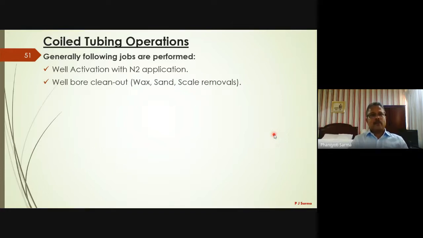Then, in the process of production, the well bore downhole is deposited with wax, and there is sand ingression in the well. There is scale deposition in the well bore. So all these are to be cleaned out. This can be done with coil tubing by deploying the coil tubing unit.